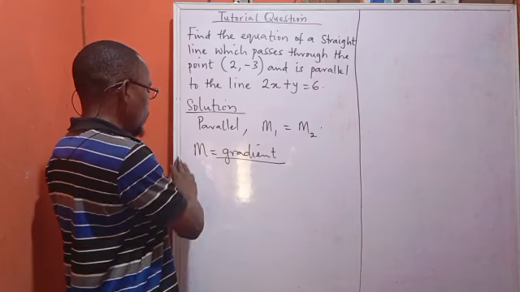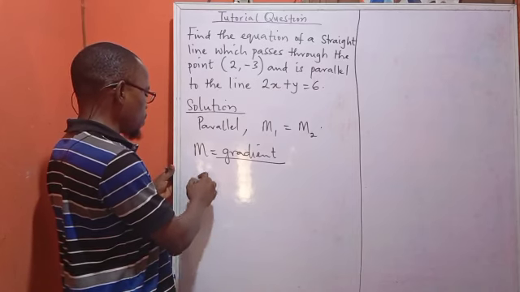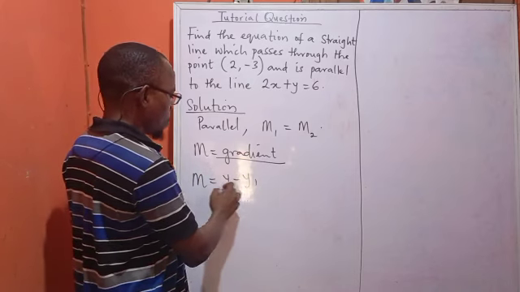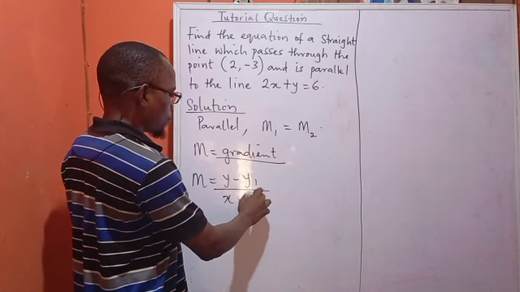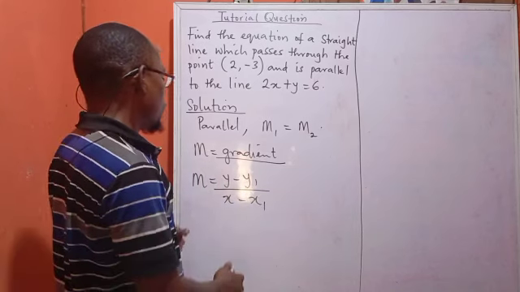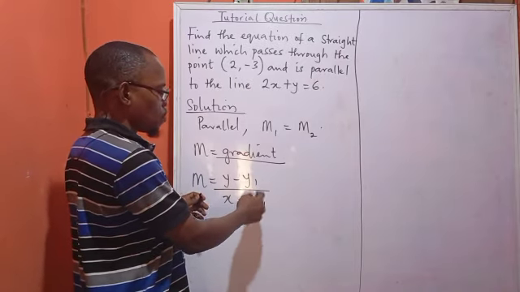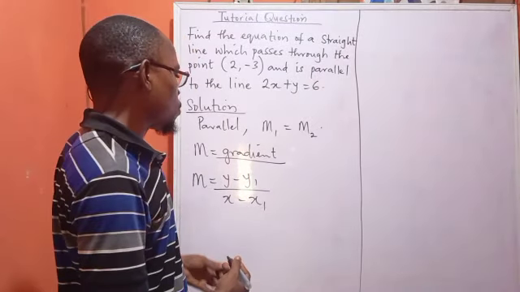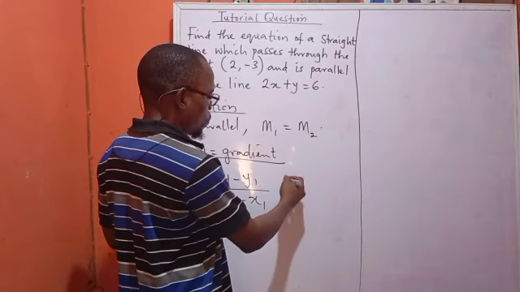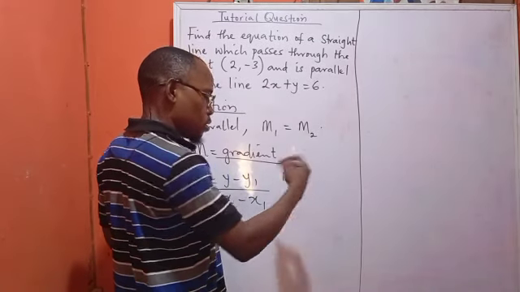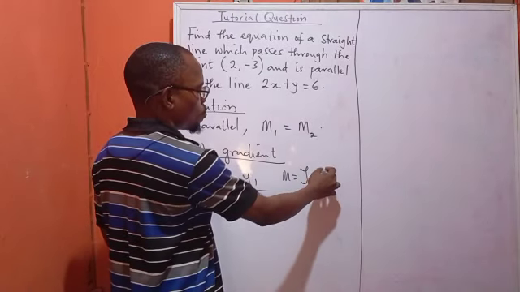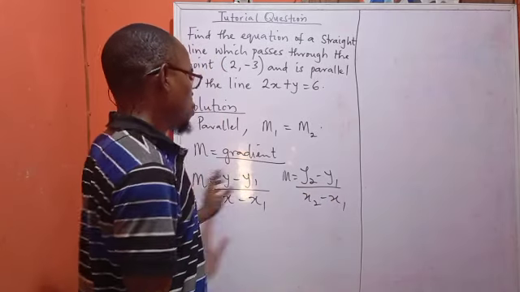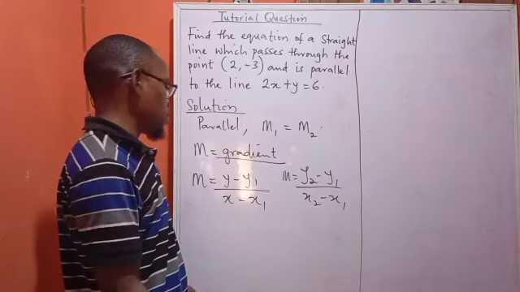For the gradient of an equation, the formula for finding the gradient is m equals y minus y1 all over x minus x1. This is a gradient in which only one variable is given. If we have two points and want to find the gradient, another way we can find it, depending on the question, is y2 minus y1 all over x2 minus x1. So this is another way of finding the gradient.